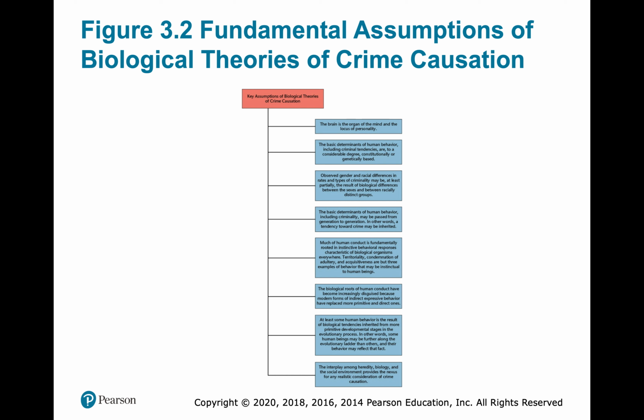Now, the biological roots of human conduct have become increasingly disguised because modern forms of indirect expressive behavior have replaced more primitive and direct ones. At least some human behavior is the result of biological tendencies inherited from more primitive development stages in the evolutionary process, and the interplay among heredity, biology, and social environment is probably a better explanation. And that last one is really focusing on what we'll talk about in Chapter 4.